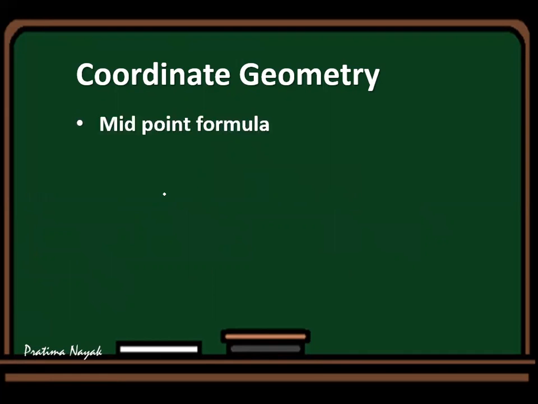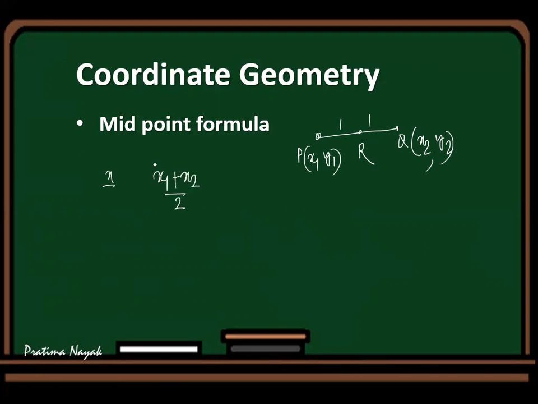Now midpoint formula is not different. It is the extension of your section formula. If R is the midpoint of P and Q, that means it is dividing in ratio 1:1. So x of R will be (x1 plus x2) by 2, and y will be (y1 plus y2) by 2. So this is your midpoint formula.